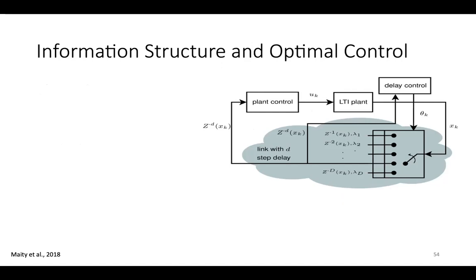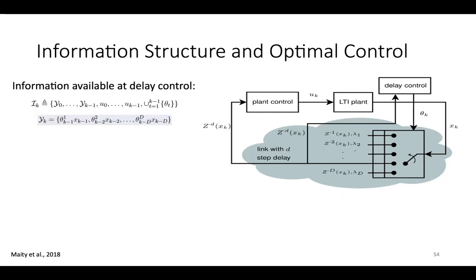So with such a model, we can ask ourselves: could we formulate a reasonable problem where we are able to make decisions in a systematic way, both at the plant controller and the delay controller? The first thing we have to notice is that the information structure for this problem is a non-classical one. The information at the delay controller is the one I give here, but that is different from the information structure of the state of the system at the plant controller.